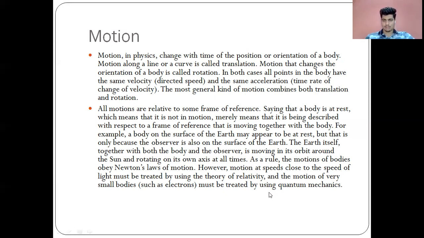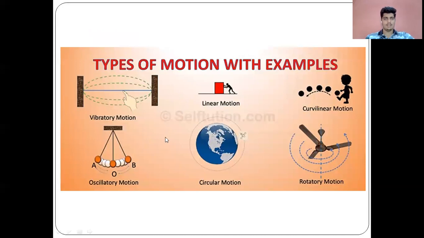So, these are the things, and here we can see some types of motion with examples. So this is vibratory motion, so we can say it is going left and right and left and right in a specific zone. It's moving just left and right, so it's like vibrating. That's why it is vibratory motion. In a linear motion, like the example I've given you, a person pushing a box in a straight line, it's a linear motion.